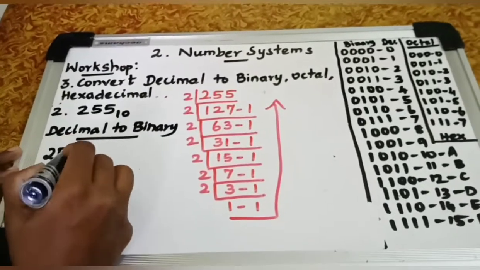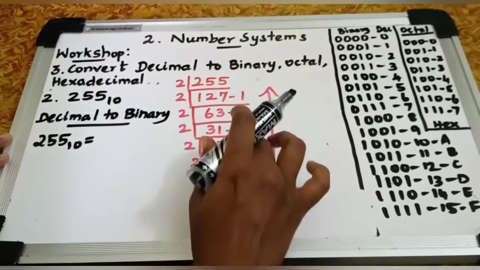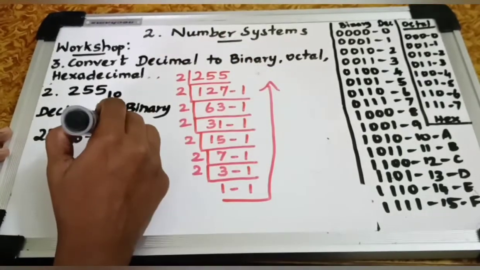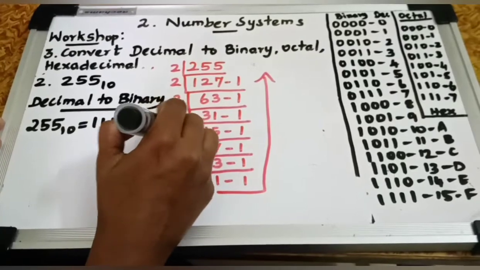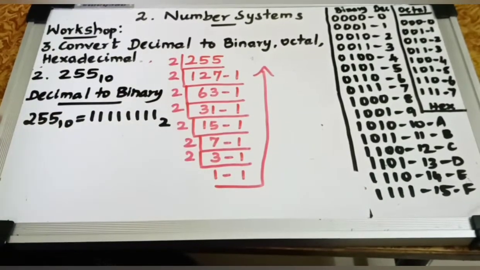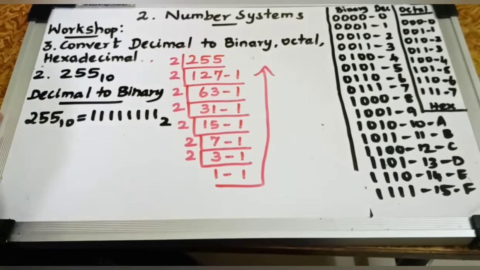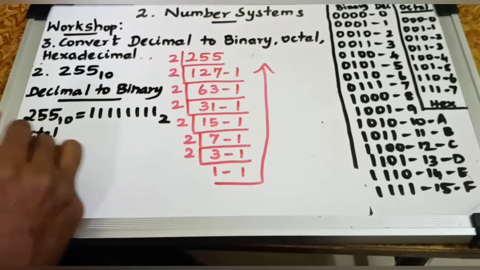255 base 10 is equal to 11111111 base 2. So this is decimal to binary. Next, to convert to the octal value.